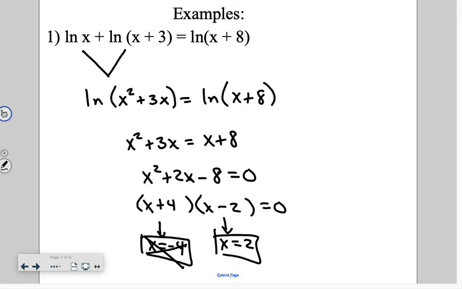If I plug 2 back in, I just have to check to see if it forms a true statement. So I'll just do it off to the side here, we would have the natural log of 2, if I plug it back into the next one, plus the natural log of 5 equal to the natural log of 10. And that's really a question. Does natural log of 2 plus natural log of 5 equal natural log of 10? Yes. Think about your properties again. When you add the logs, you multiply the arguments. Sure enough, that one works.